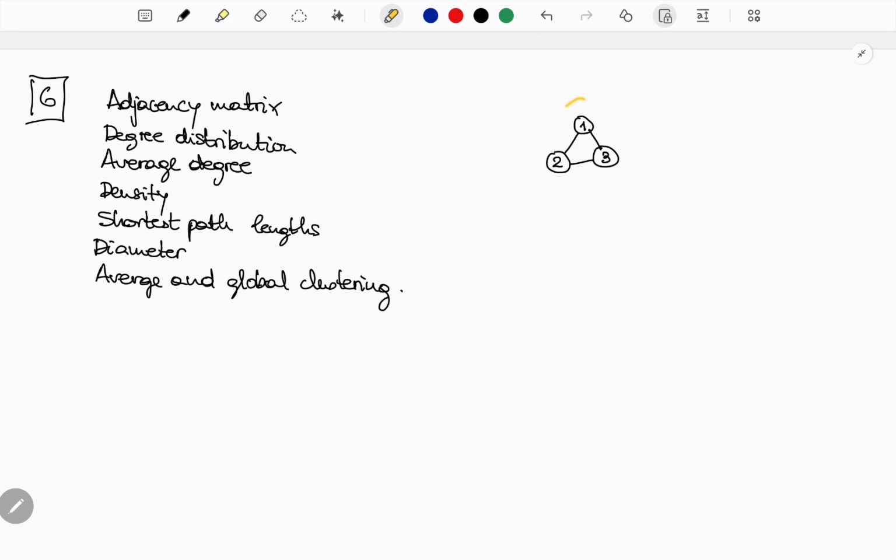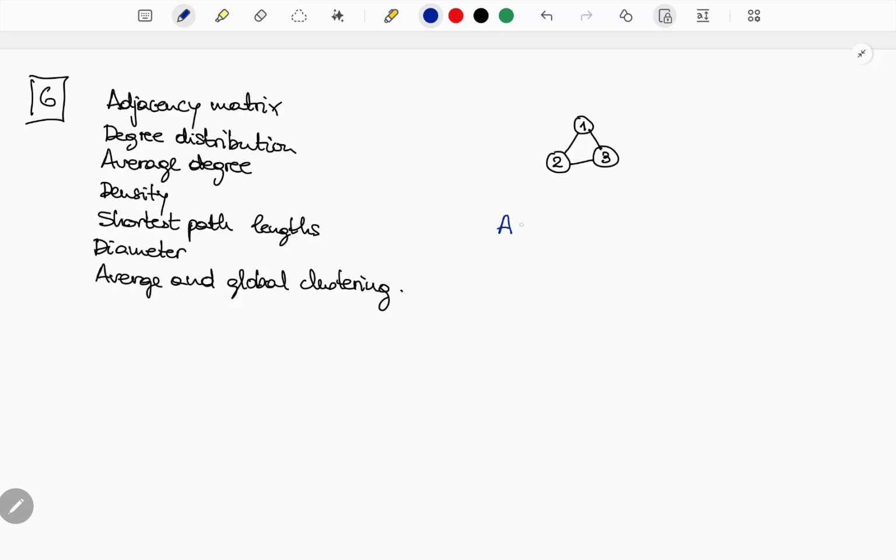I want to do this exercise with this small network, and this is because this is related to the clustering, okay? So here I want you to explain the formula for the clustering, so we can understand it a little bit better, okay? So let's see. I'm going to do this with this network, okay?